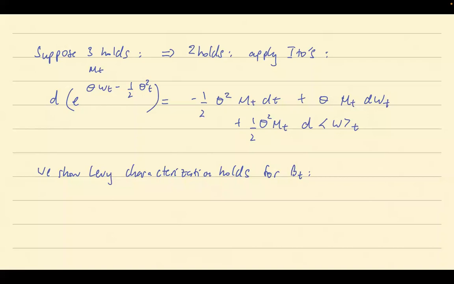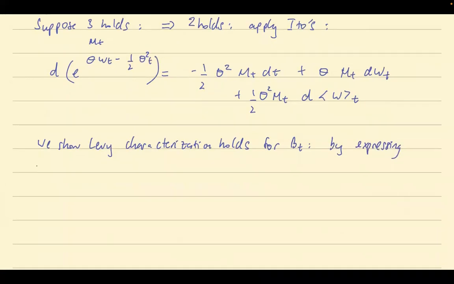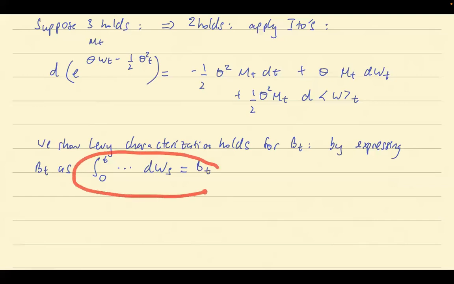And how we can do this is by expressing BT as some stochastic integral dWs. This is a very neat trick. I claim that there is a clever way for me to express BT as this. Now, why is this true? Why is this good?